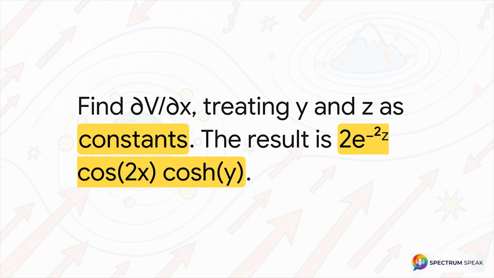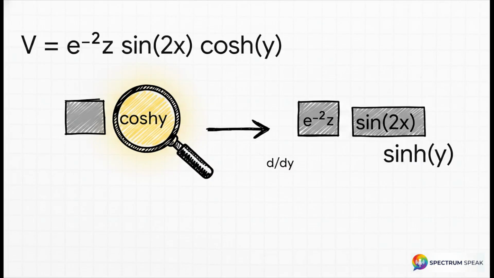Now, the absolute key to partial derivatives is to treat every other variable as if it's just a constant number. So for this step, we only focus on the sine of 2x. Its derivative is 2 times the cosine of 2x. And all the other terms, they just come along for the ride. Easy enough. All right, now for y.